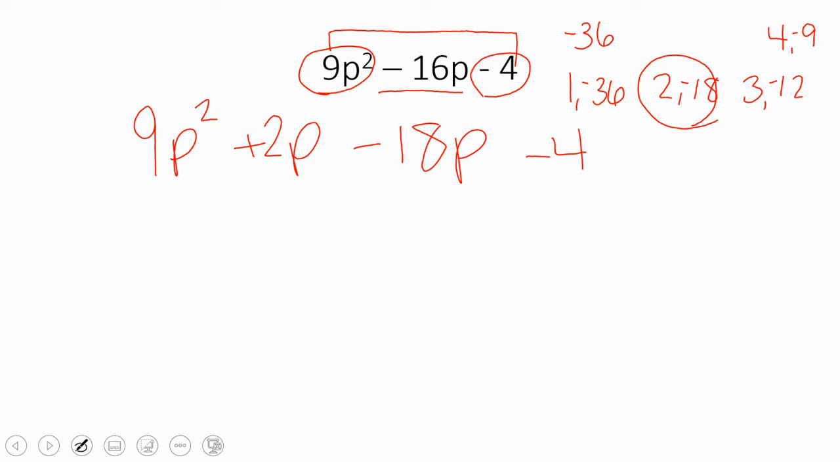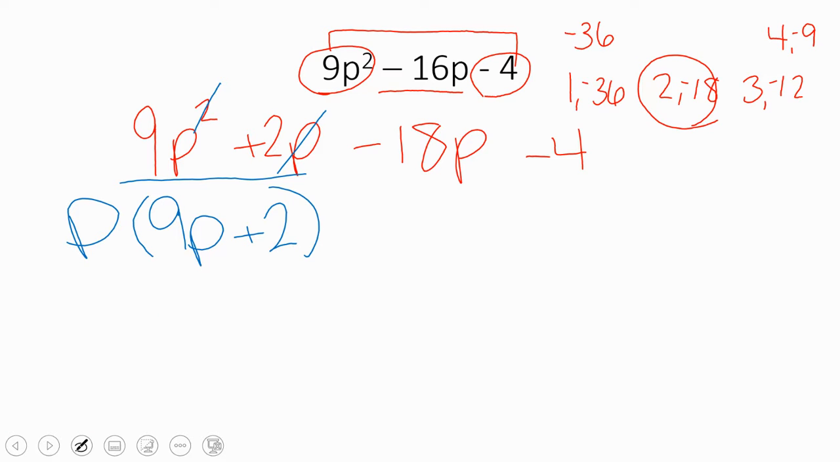Okay? And by the way, it doesn't matter which order. I could have put negative 18p plus 2p. It doesn't matter. You'll get the same answer at the end. Looking at these two, the only thing I can factor out is the p. So divide that by p, I get 9p. Divide that by p, I just get 2.